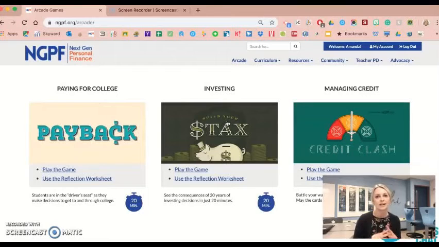I've played STAX a couple times with my classes, and I've always used it at the end of my investing unit. So after students have some basic knowledge about investing, and they know what a mutual fund is, a stock, an index fund, and just some of the basic bond investments, I always play at the end. But I have heard that some teachers will play both at the beginning of their unit and the end of the unit, and they've had a lot of success with that as well.